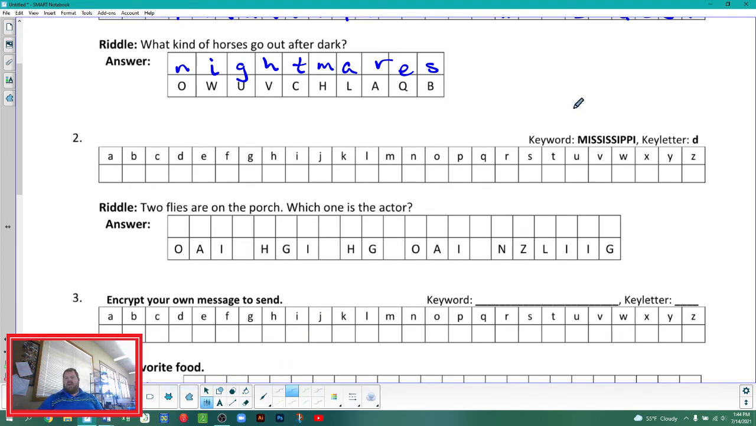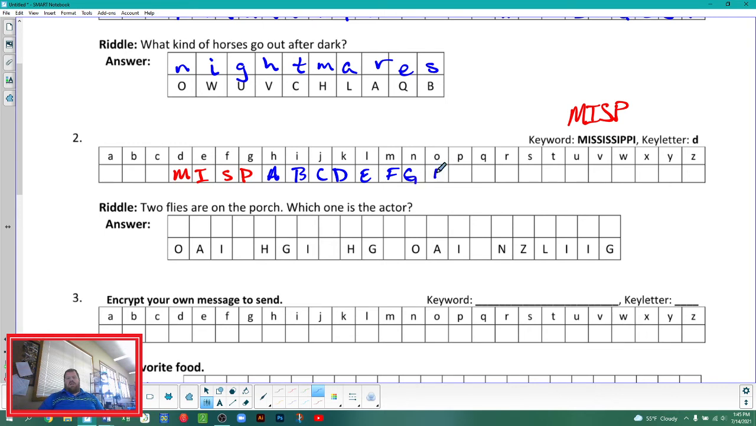And what I mean by that is, sure, I can write M-I-S. I can't write a second S. I can't write another I. This keyword turns into just M-I-S-P. So that starts at the letter D, M, I, S, P, and then I go on with the alphabet, skipping the letters in my keyword.